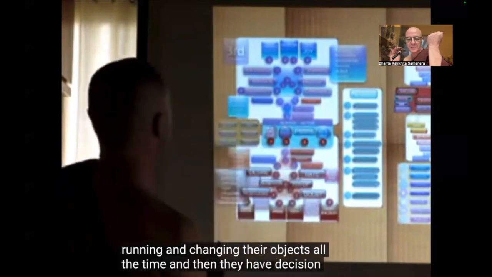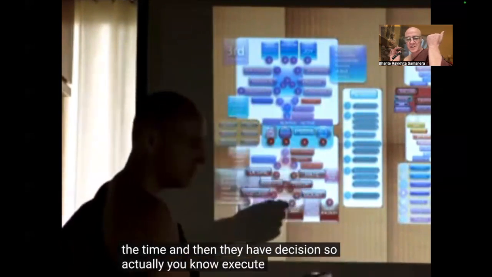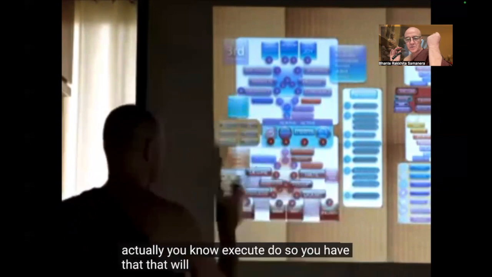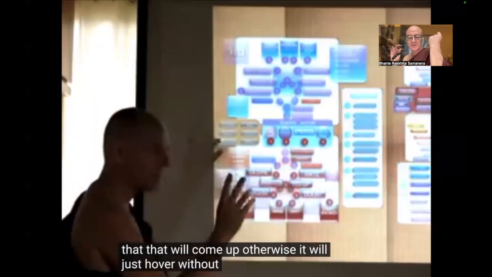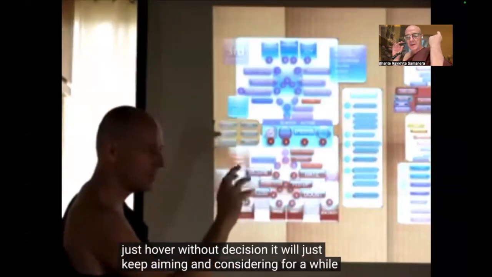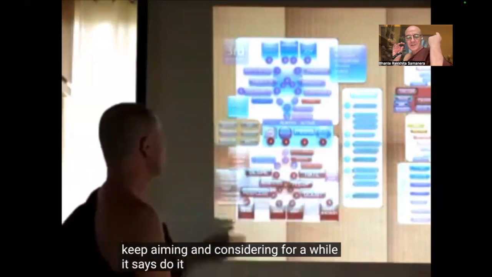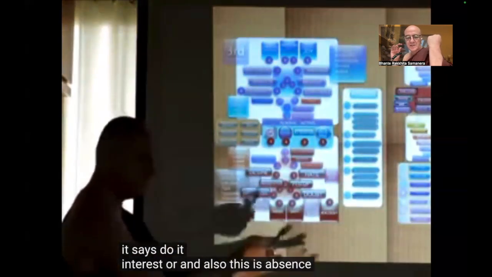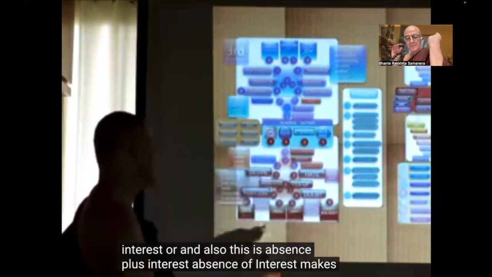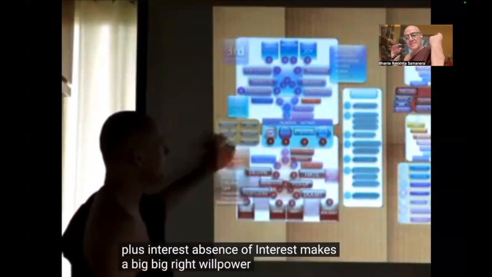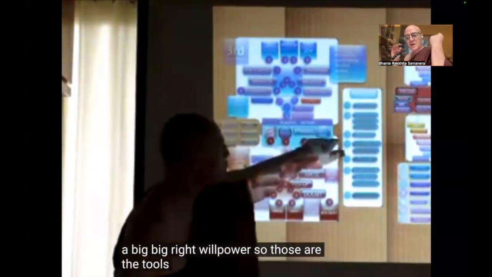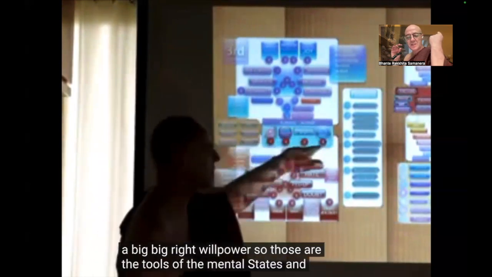And then they have decision. So actually, execute, do. This will come up, otherwise it will just hover without decision. It will just keep aiming and considering for a while, before it says do it. Interest, or also absence of interest, makes a big difference to willpower. So those are the tools of the mental states.